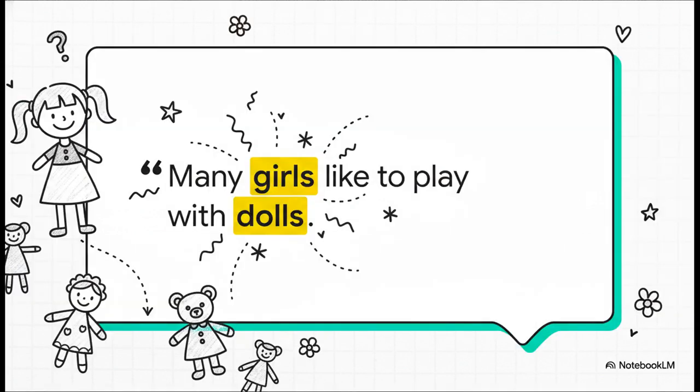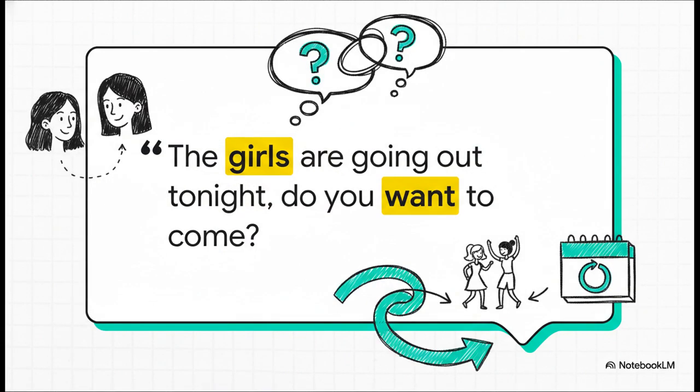First up, the classic, the definition we all learn in school, a female child or teenager. The example, many girls like to play with dolls, is totally straightforward. This is our home base. But then you get a sentence like this. Here, the girls obviously doesn't mean children. We're talking about adult women. It's informal, it's social, and it just shows how we bend and adapt language to fit our lives. The meaning just expanded, based entirely on who's talking.